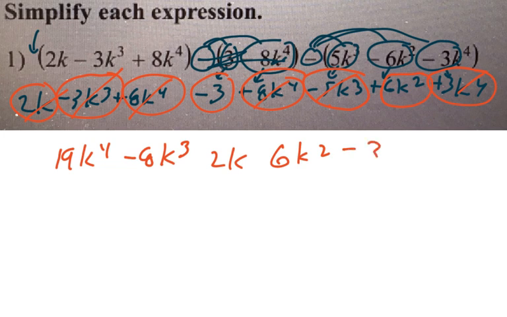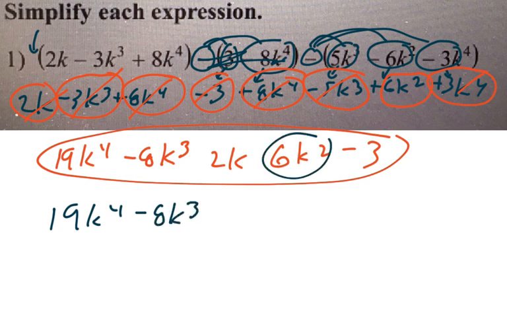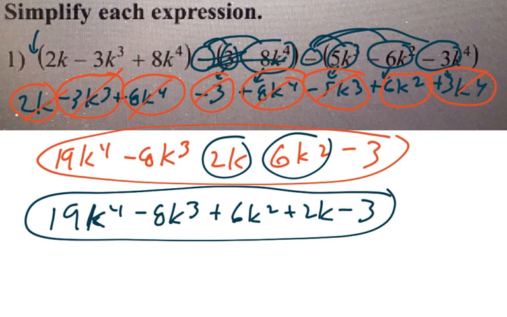And a minus 3. So I recommend, guys, again, just like I did, circle, cross out as you match them. That way you make sure you're not missing anything. Now all I'm going to do here is put them in order. So 19k⁴ will go first. Minus 8k³ will go second. The 6k² will go next. The 2k, remember, you want to go in order by power, highest to lowest. And the number always goes at the end.